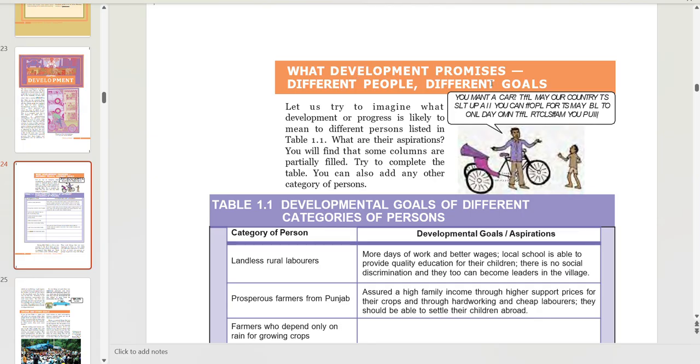So next is what development promises, different people different goals. So let us try to imagine what development or progress is likely to mean to different persons listed in Table 1.1. So it is saying that before understanding development, NCERT wants us to think about an important question: does development mean the same thing for everyone? But the answer is no, because different people have different needs, situations, and dreams and their income, right? So, therefore, their understanding of development can also be different.